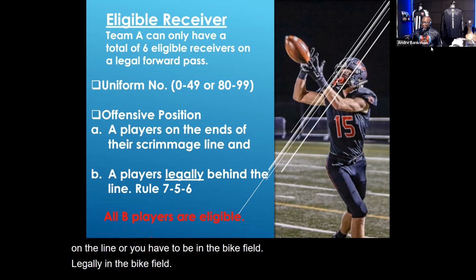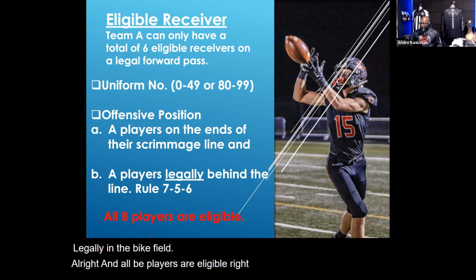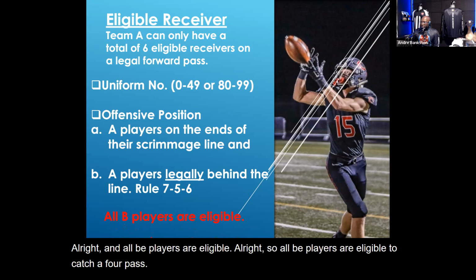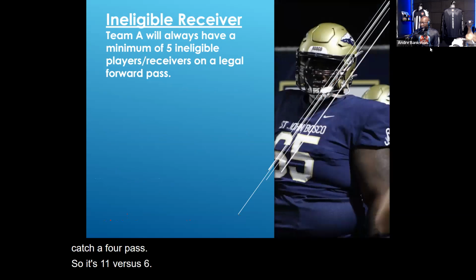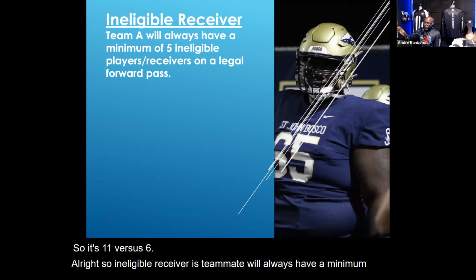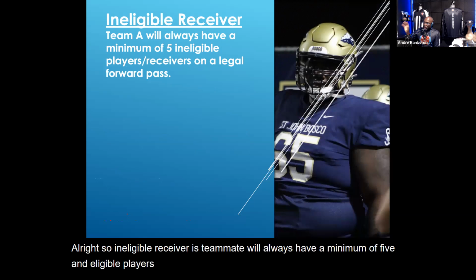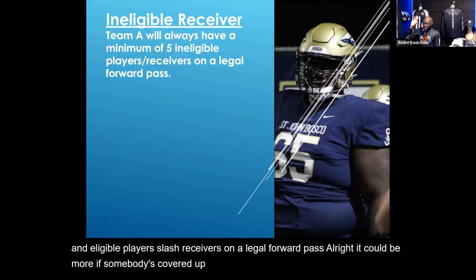All right. And all B players are eligible. So all B players are eligible to catch a forward pass. So it's 11 versus 6. All right. So for ineligible receivers, a team will always have a minimum of 5 ineligible players/receivers on a legal forward pass. It can be more if somebody's covered up. However, right now, a minimum of 5.